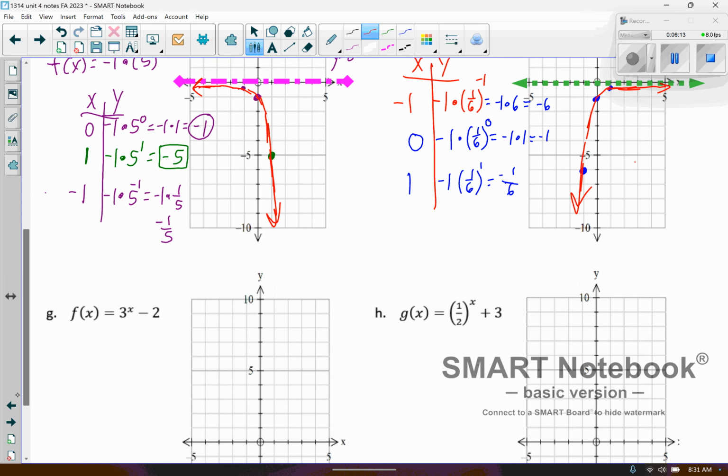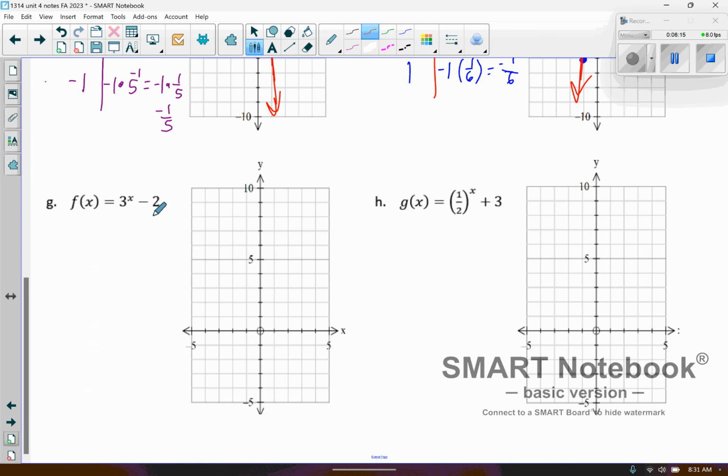Okay, the next couple we're going to look at, where our horizontal asymptote's not going to be at 0 anymore because we have that -2 right here, and that's going to cause the graph to shift down 2 units. We'll make a little table here, but that is where my asymptote's going to be, at y equals -2 now. So that's a little different than what we've seen so far. We'll see why when we start to make a table here.